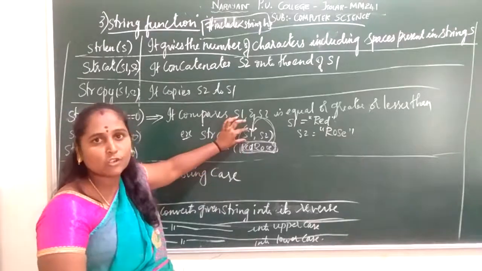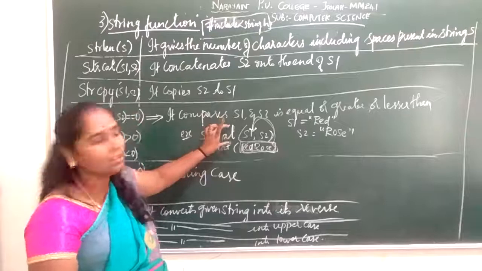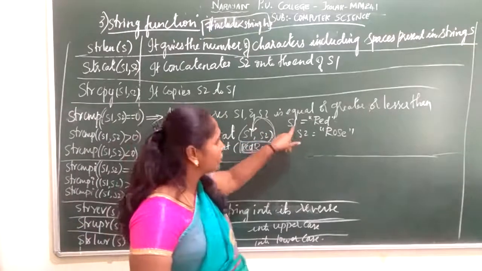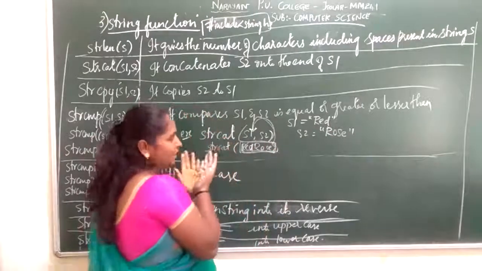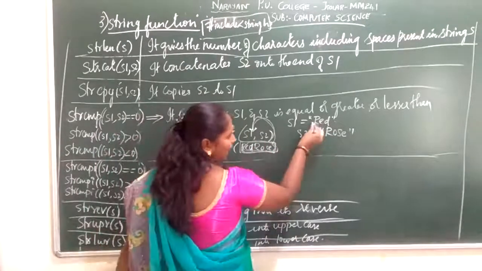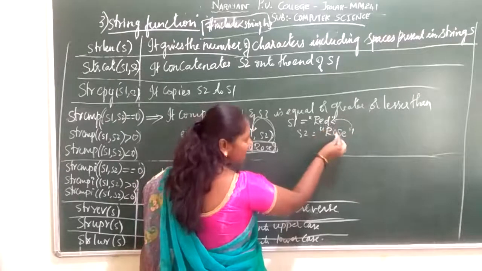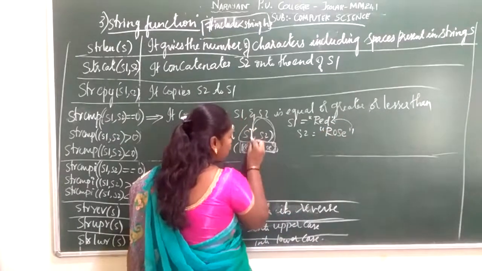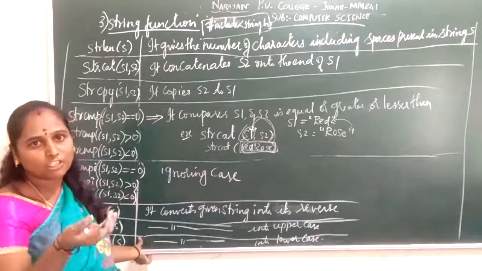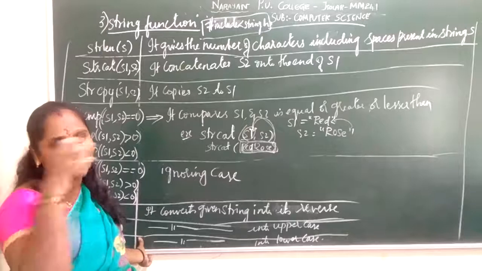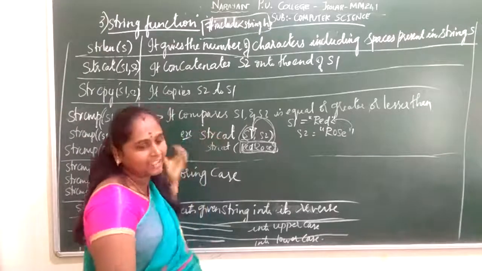So the S1 location should be large enough to store the result of strcat, that is both S1 and S2. S1 is red and S2 I have taken as rows. So I am going to join, append or concatenate these two, so at the end of S1, S2 will be concatenated. So red rows will be stored in the location of S1. When you open S1 and cross check, S1 will hold the value red rows. So that is the function of string concatenate, or strcat.